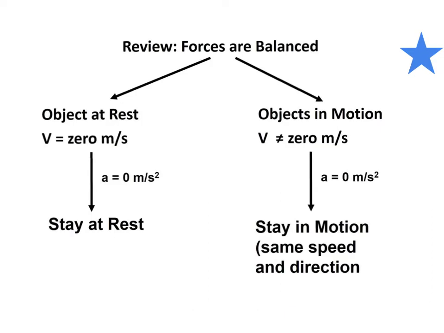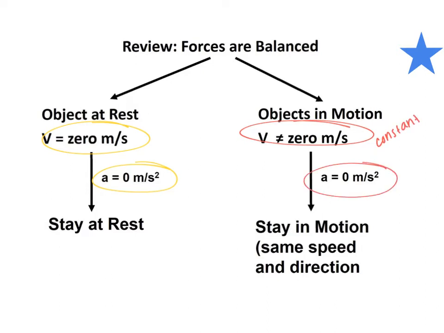Typically, forces are balanced unless something is trying to get it out of its constant speed or its rest. What's important to know, though, is that an object at rest is going to have zero velocity, meaning it has zero acceleration. That's why it's going to maintain its rest. But if I'm an object in motion, I no longer have a velocity of 0, but I'm keeping a constant velocity, like a constant speed, meaning my acceleration will still equal 0. This is what causes me to stay in motion at the same speed and direction.